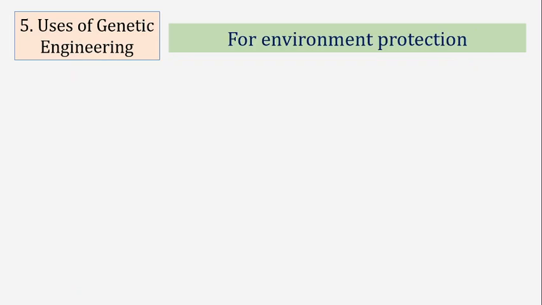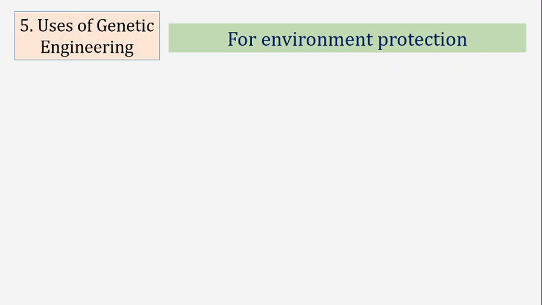And then at last, for environment protection, genetic engineering can have some roles for us. For example, it can help in bioremediation. That means to make the damaged environment return to normal condition. So we can remediate, compensate, or minimize the damages done to the environment by using genetically engineered organisms or bacteria.